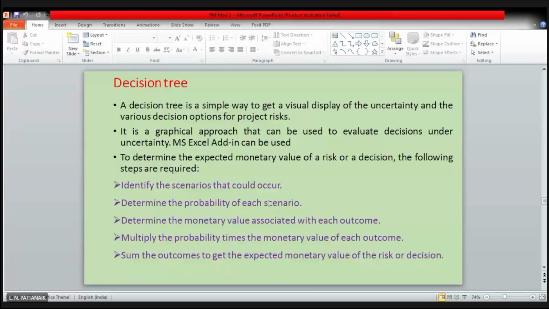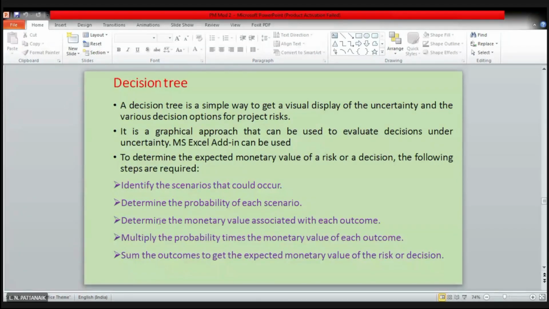Okay, so one can also use MS Excel add-in, and you can find the decision tree option is there. So it is very easily available. So you can explore more on that. To determine the expected monetary value of a risk or a decision, the following steps are required. So here the one thing which makes it distinct from the other method, that is the event tree, is that at each node you can have more than two options, right? But in event tree you have only success and failure, I mean only two options. But here you can have more than two options and you can attach probability to all the multiple options, but the sum of the probability should become one.